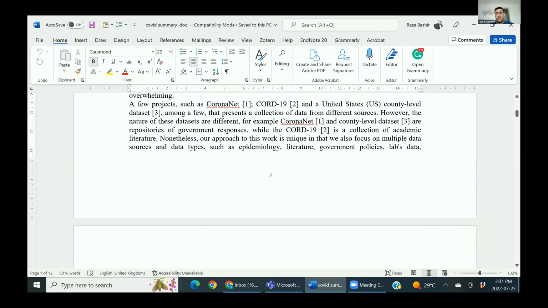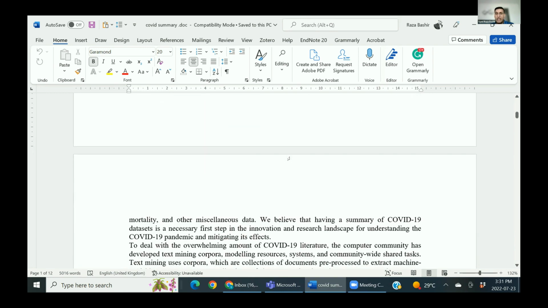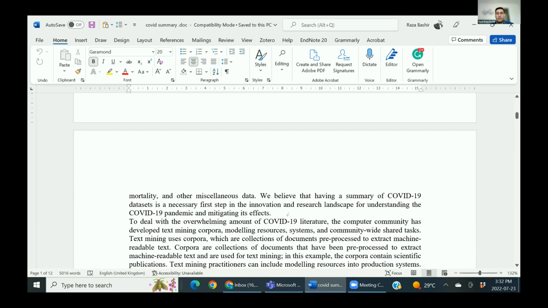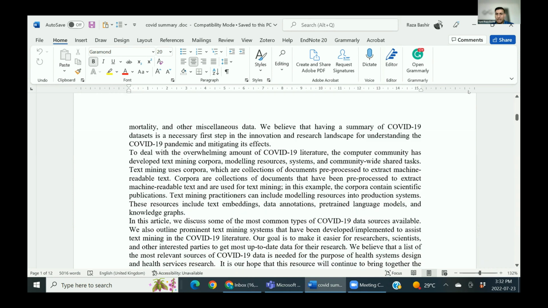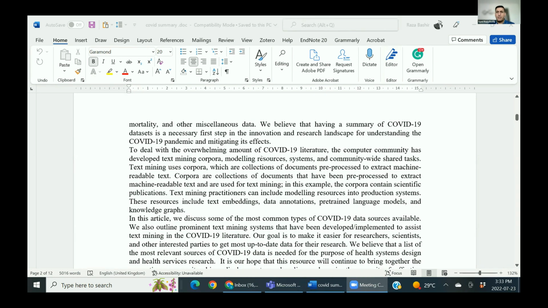Our approach is unique because we focus on multiple data resources and data types, such as epidemiology, literature, government policies, labs data, mortality, and other miscellaneous data. We believe our summary of COVID-19 datasets is a first step toward an efficient research landscape for understanding the COVID-19 datasets for the pandemic and its effects. To deal with this overwhelming amount of COVID-19 literature, we came up with a very comprehensive dataset.